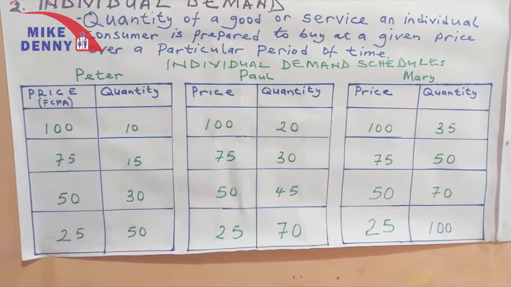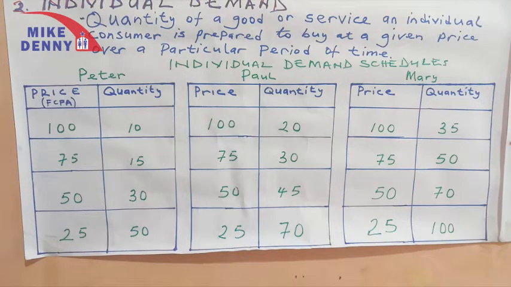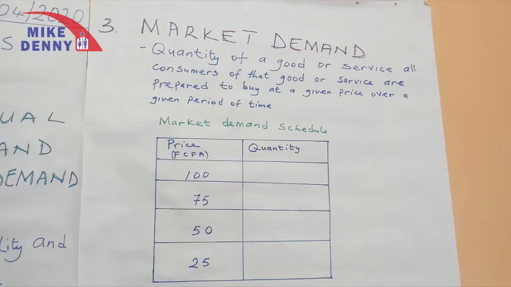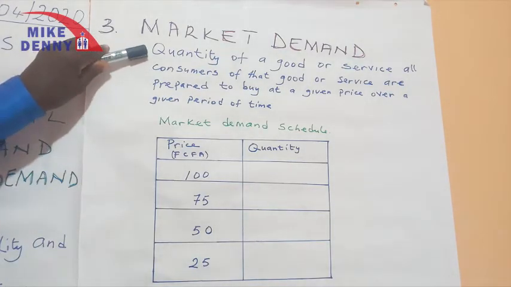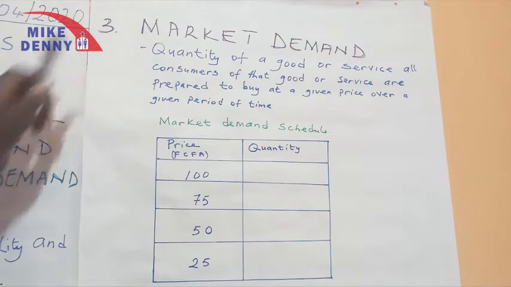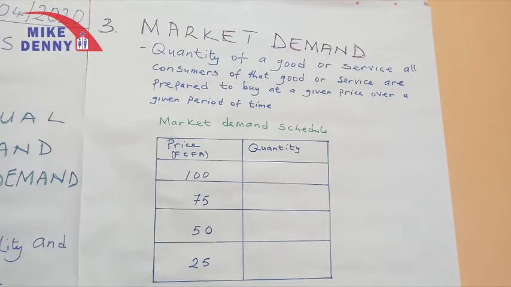So we'll be moving now to the market demand for the commodity. The market demand for a good or a service is the quantity of a good or service all consumers of that good or service are prepared to buy at a given price over a given period of time. So if we were to move back to the individual demand for the good for Peter, Paul, and Mary, as we saw, we will be adding the quantities that each consumer is prepared to buy at each price.